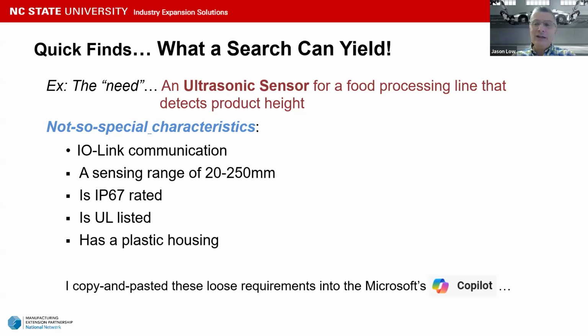I want it to be washed down. I want it to be dust proof. I want it to be UL listed because that's important to what I do for safety. And I want it to be plastic for whatever reason. So I thought of going to something more common, like Thomas Register, and plugging this in, but I know I would be inundated with information from Thomas. So I thought, let's do a little clever search using Microsoft's Copilot.